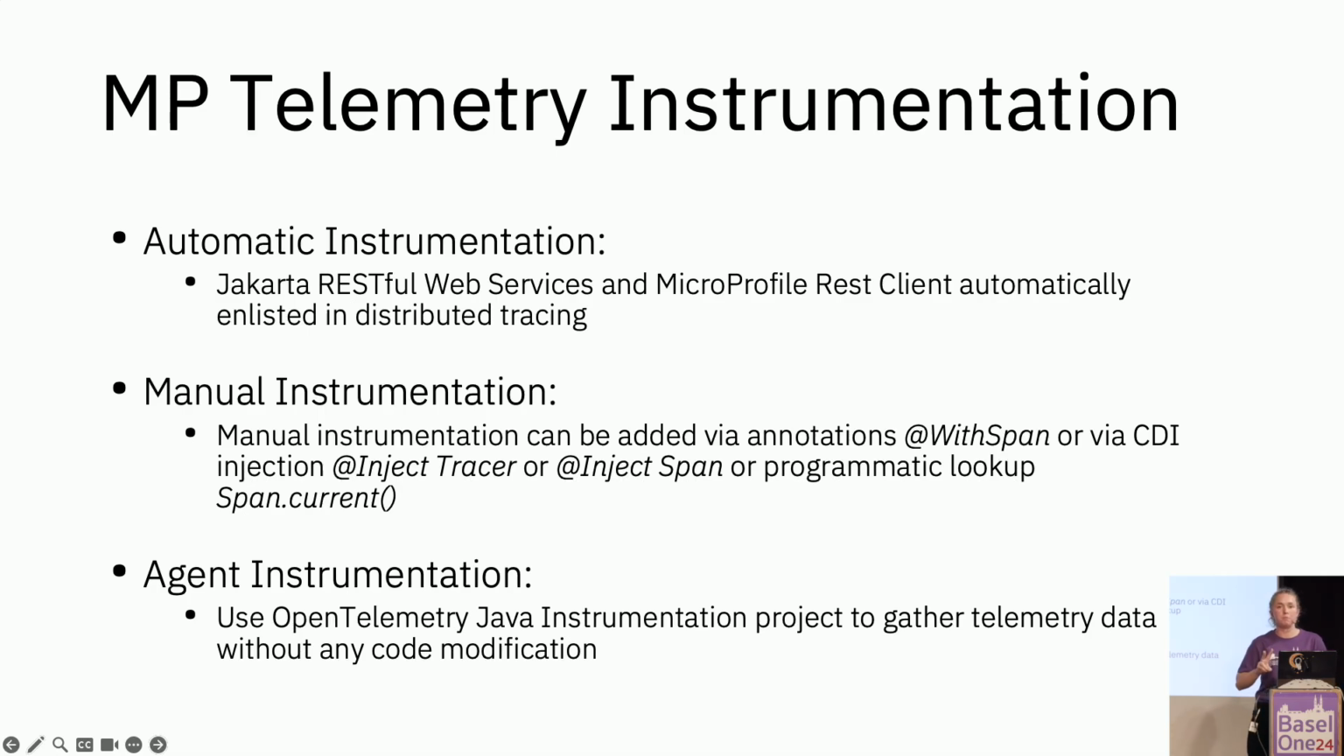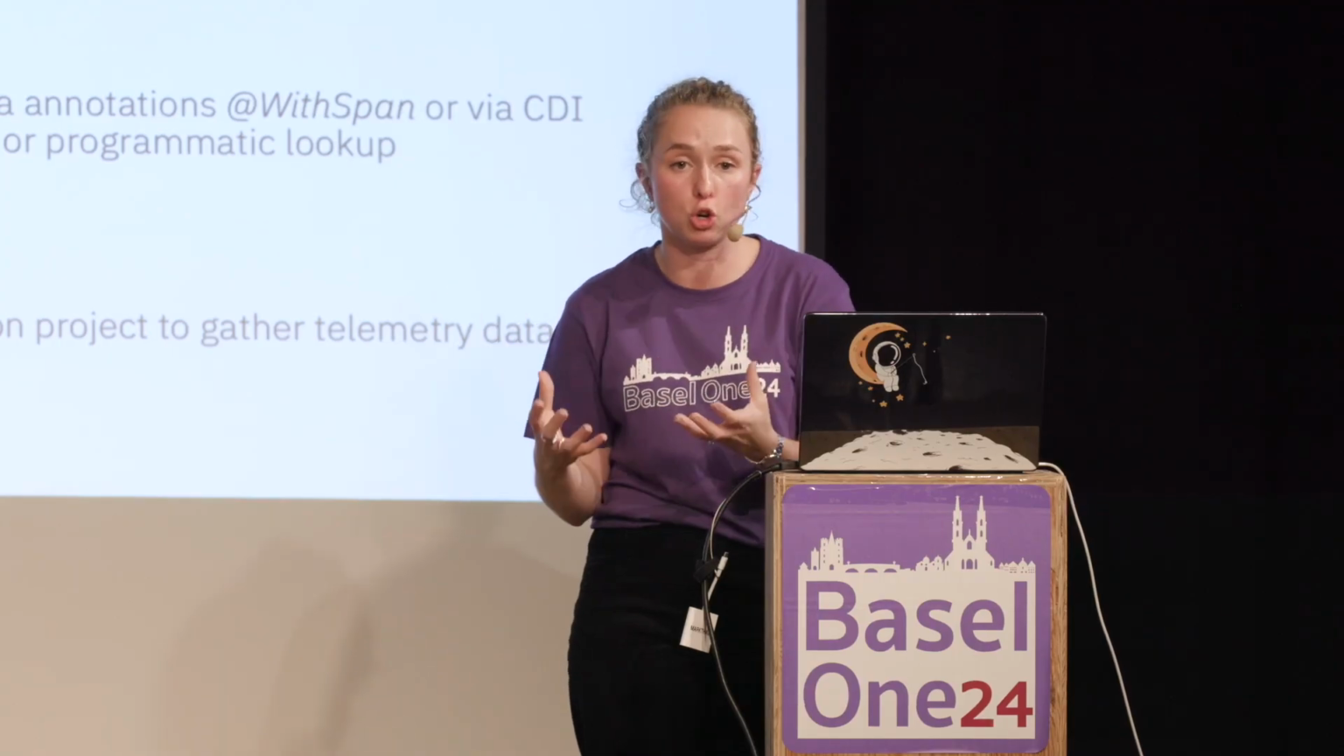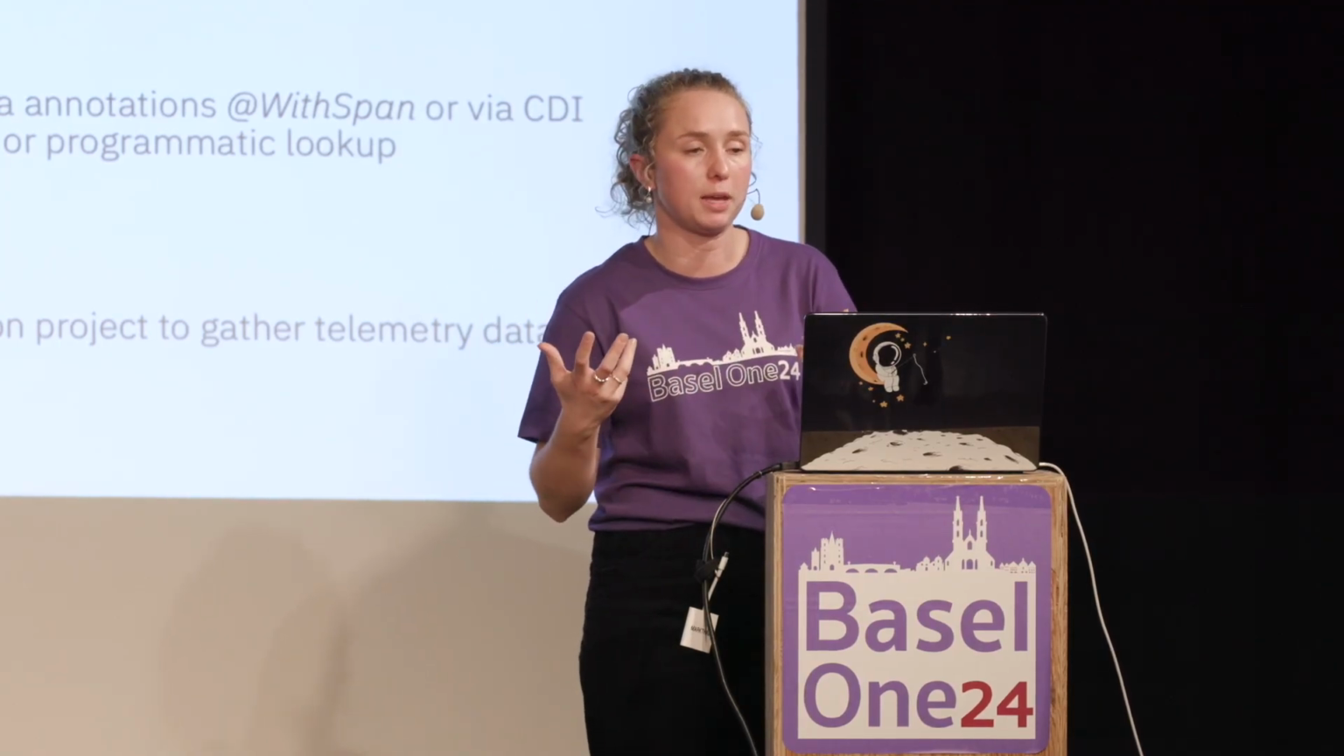The second option is manual instrumentation. That uses annotations, which is really common, as most of the MicroProfile APIs use annotations. In this case, we're using annotations like WithSpan, Inject Tracer, and Inject Span, to be able to manually add in and have more control over the tracing that happens within our application.